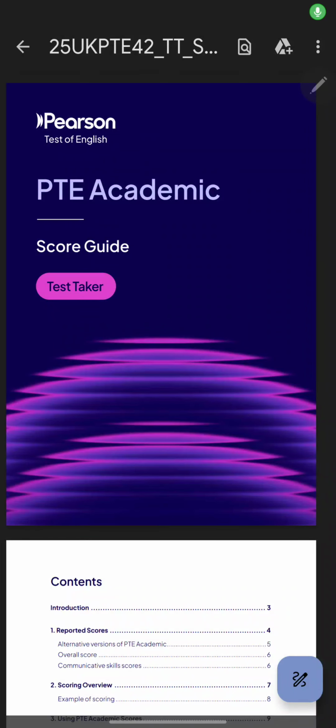Hi guys, welcome back. As you can see, recently I have been pretty busy preparing for my first PTE Academic test, and today is about reading aloud the Score Guide for Test Takers, which is one of the official documents for PTE test takers provided by Pearson.